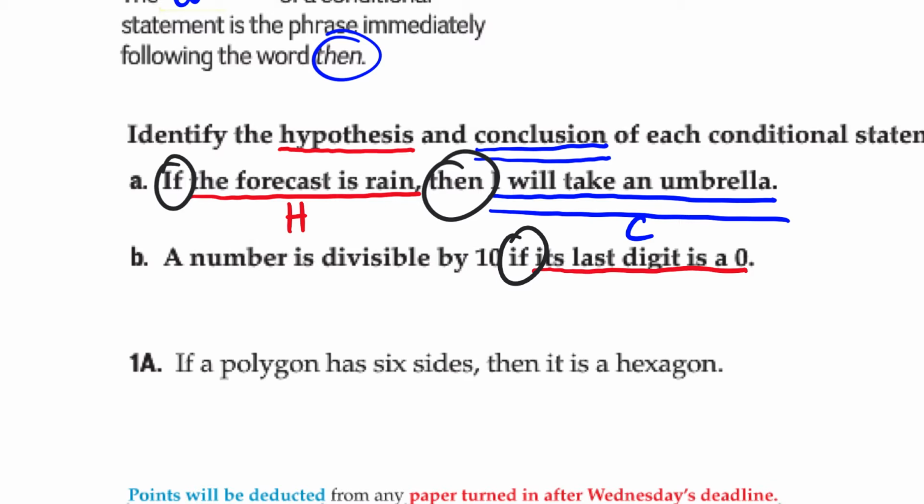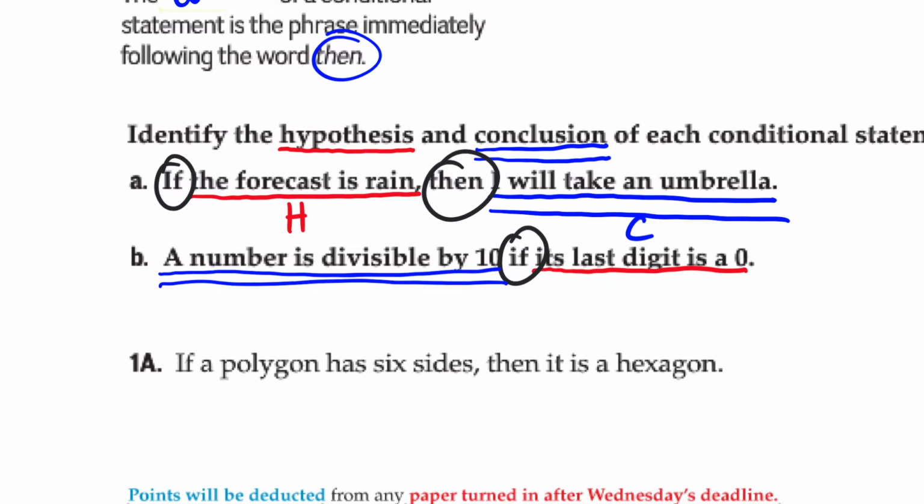So what do you think the conclusion is here? A number is divisible by 10. So you could switch that around and it'd make even more sense. Maybe if you were to say if the last digit of a number is 0, then it's divisible by 10. And we're actually going to do some of that in just a second.